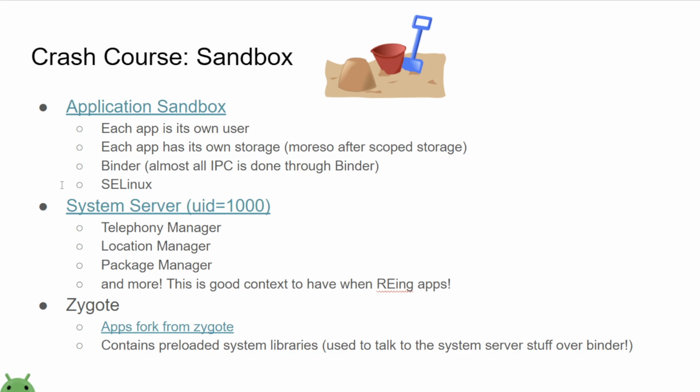Beyond that, each app has its own storage. So there's not a central storage location for everything. And that is even more true after scoped storage was implemented. Apps are not allowed to share memory with one another. They have to use a system known as Binder for passing messages to one another. They don't technically have to use Binder to pass messages. You could do something like open a socket, but in practice, almost all interprocess communication in Android is going to be done through Binder, and we'll look at how that's done in just a second.